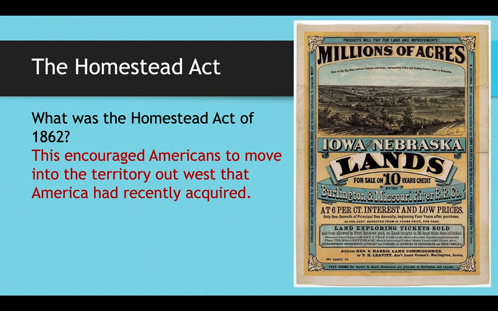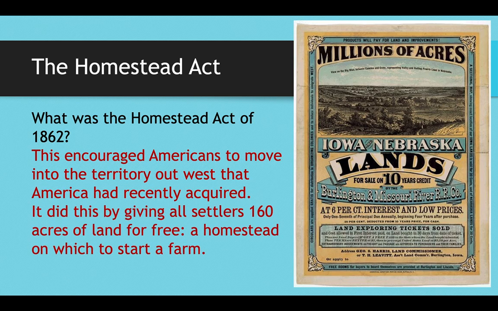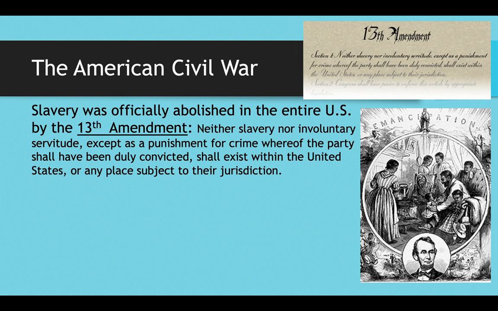But in order to populate the West and bring that prosperity to the rest of the country, the U.S. government gave all settlers 160 acres of land for free, a homestead on which to start a farm. And this was incentive for people to move west and take a risk on starting a farm.